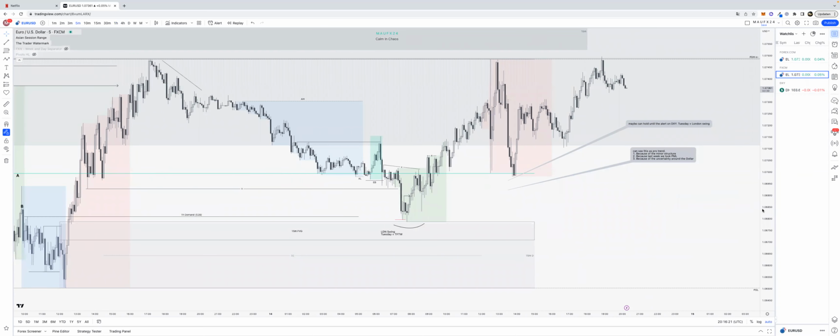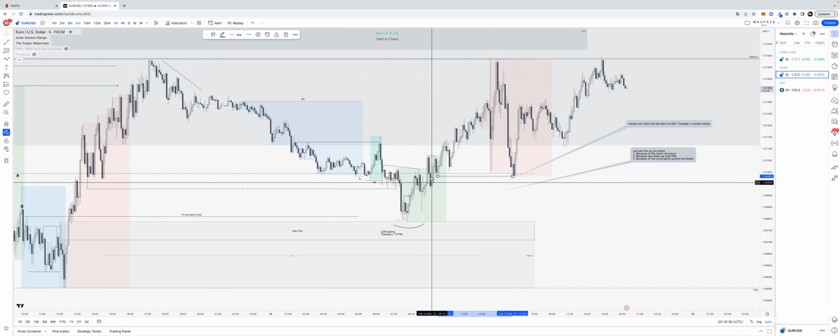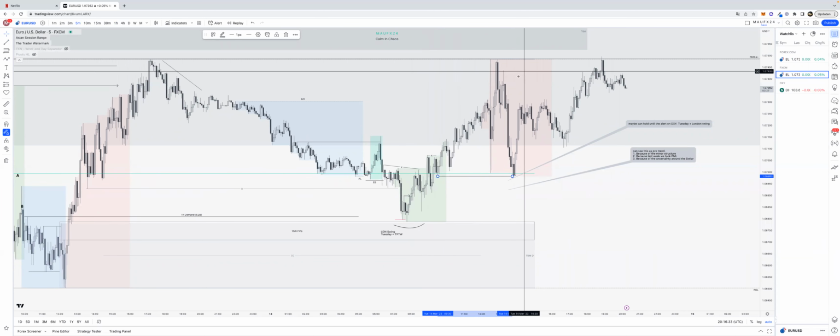So many reasons. There's a lot to talk about. One thing I instantly noticed is that I take out these lows over here. That's into this fair value gap. Broke bullish over here.